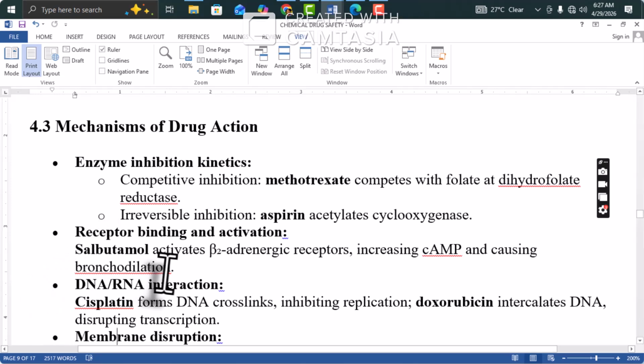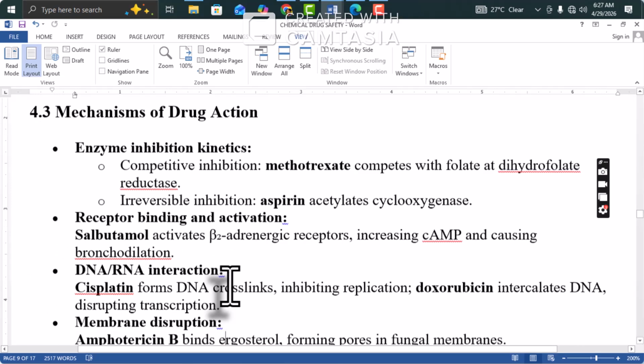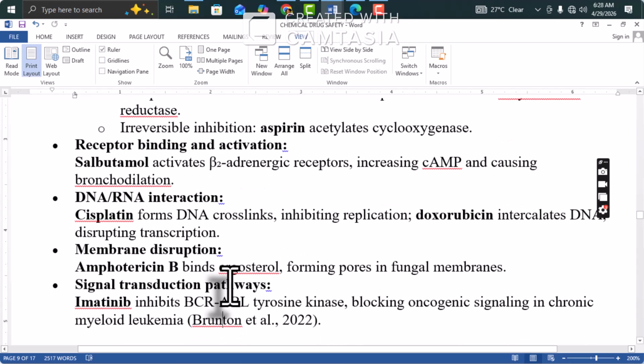Then we have the third mechanism, which is DNA RNA interaction. So here it interacts with your DNA, and when it interacts with your DNA, it forms cross links. And by forming cross links, it can actually help to solve the problem. An example is your cisplatin or doxorubicin.